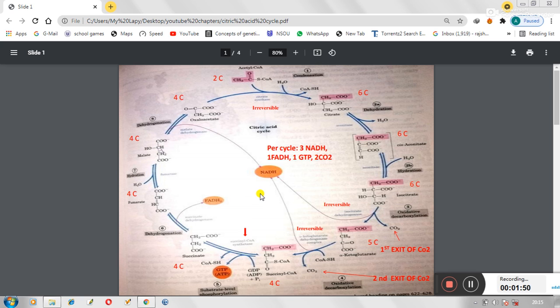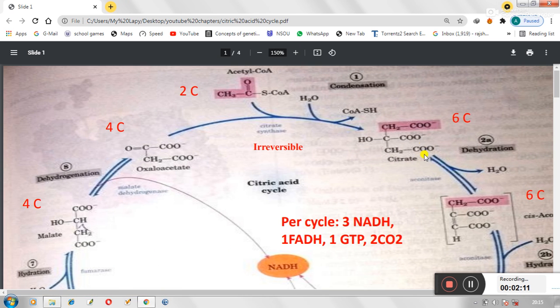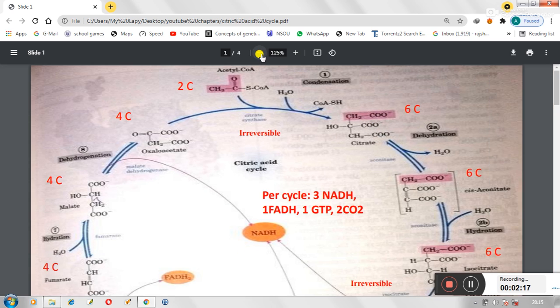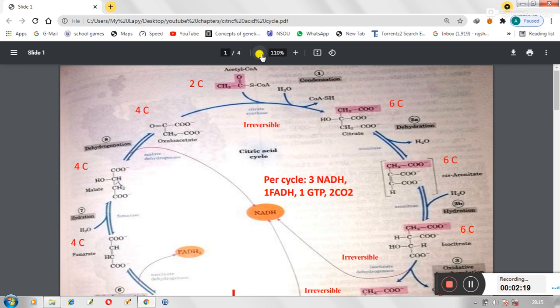So let's start the citric acid cycle, Krebs cycle, or tricarboxylic acid cycle. Why is the name tricarboxylic acid cycle? Because the first stable product in this case is citrate, that is citric acid, and it has 3 carboxylic groups. If we zoom in, this is a citrate and it has 3 carboxylic groups, first, second and third. That is why it is called the tricarboxylic acid cycle.